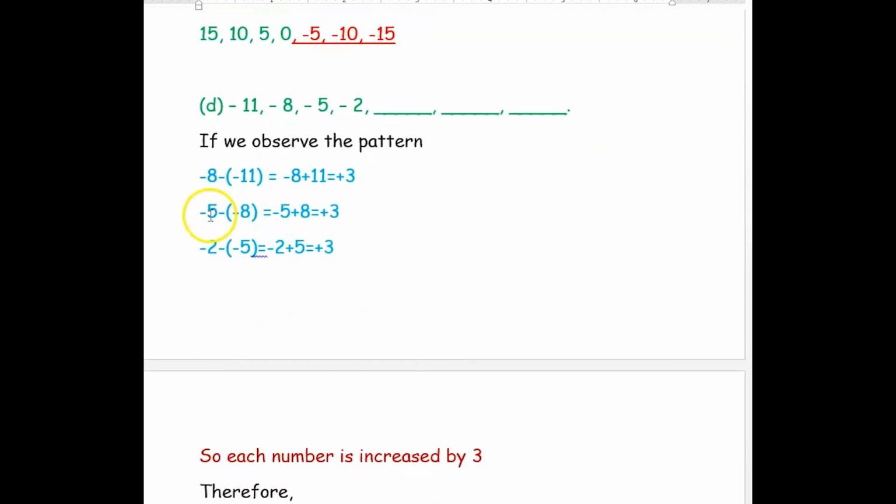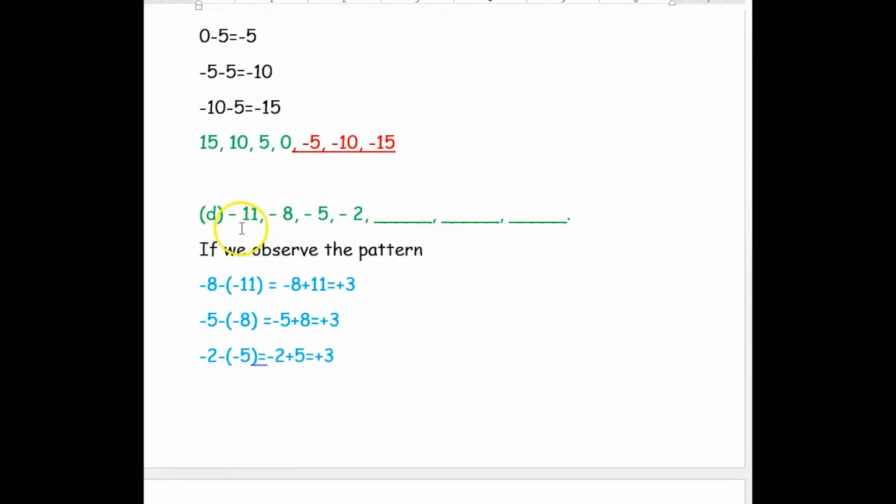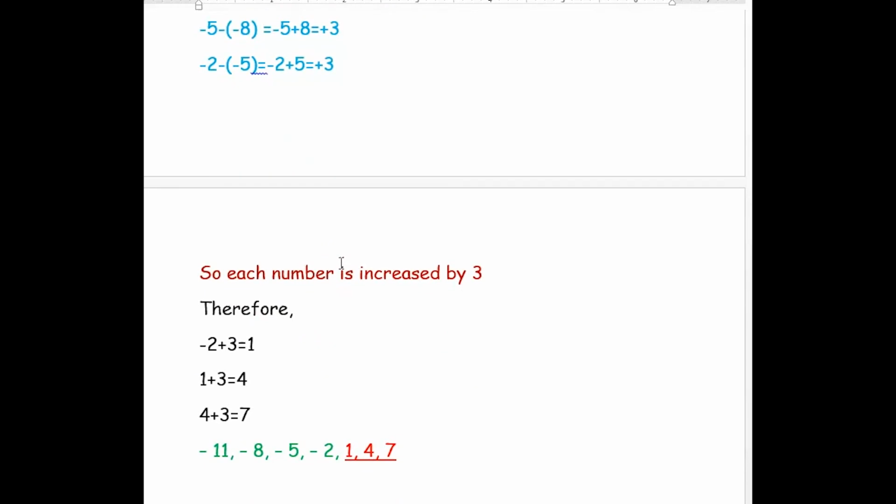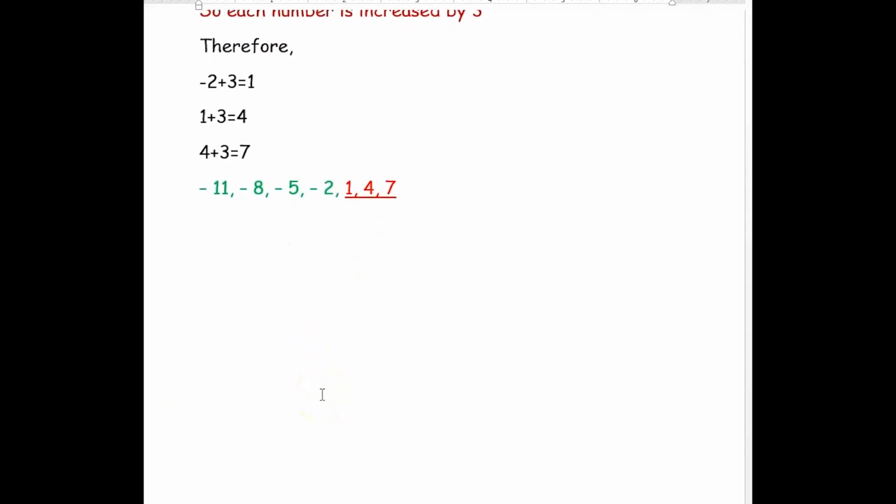Next, if you observe the next pattern, it is negative 11, negative 8, negative 5, negative 2. The number is increasing, so it is an increasing pattern, increased by 3. So negative 2 plus 3 will be 1. Then 1 plus 3 will be 4, and then 4 plus 3 will be 7.